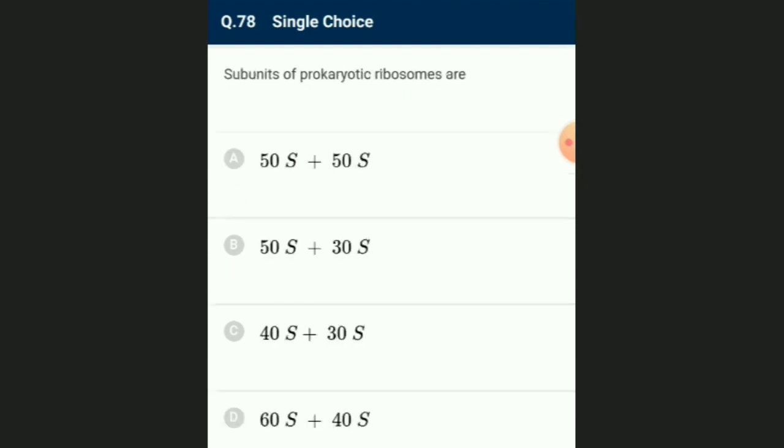Question number 78. Subunits of prokaryotic ribosomes are: Prokaryotes contain 70S type of ribosome. It is made up of a small subunit 30S and a large subunit 50S. So the answer is option B, 50S and 30S.